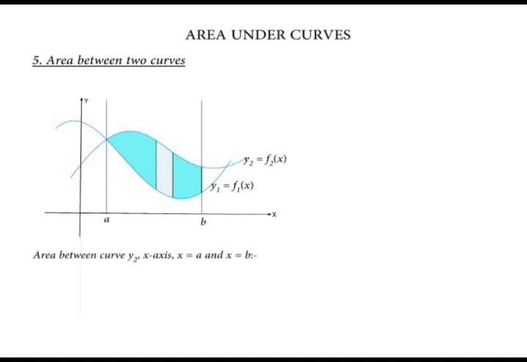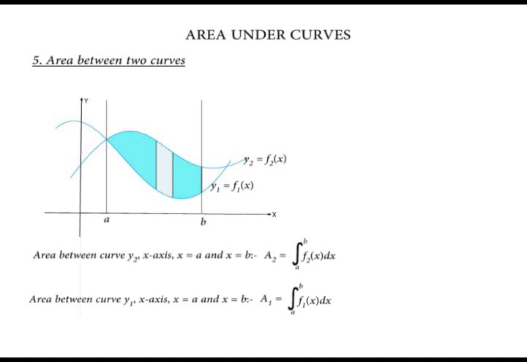The area between the curve y2, the x-axis, and the lines x is equal to a and x is equal to b is given by area 2 equal to the integral of y2 with respect to x from a to b. Similarly, the area between the curve y1, the x-axis, and the lines x is equal to a and x is equal to b will be given by area 1 equal to the integral of y1 with respect to x from a to b.